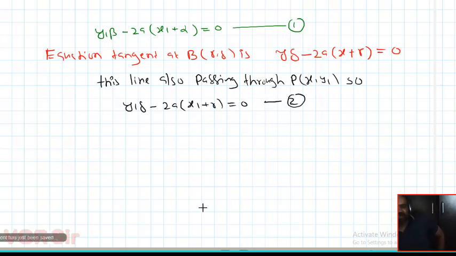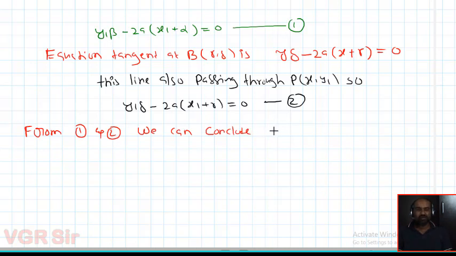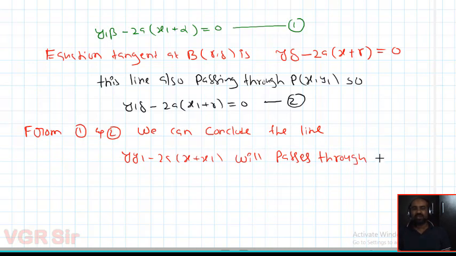So here we will get an important and interesting conclusion. Observe all of you. From 1 and 2, we can conclude the line y1 y minus 2a times (x plus x1) will pass through (alpha, beta) and (gamma, delta). So how did you get this conclusion? That is important. Observe here.